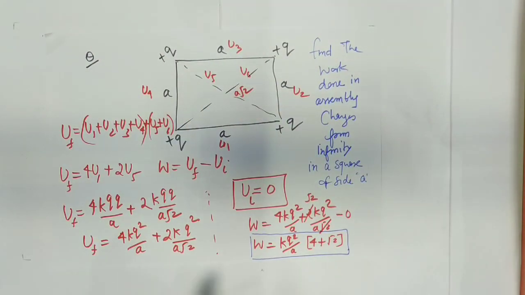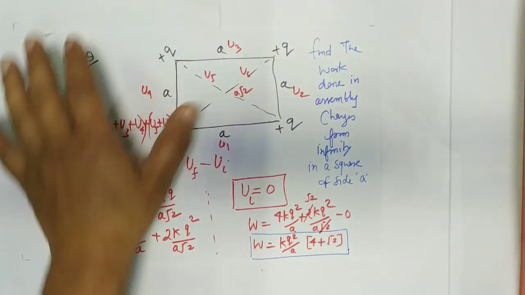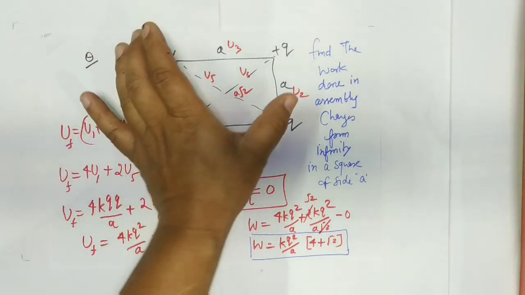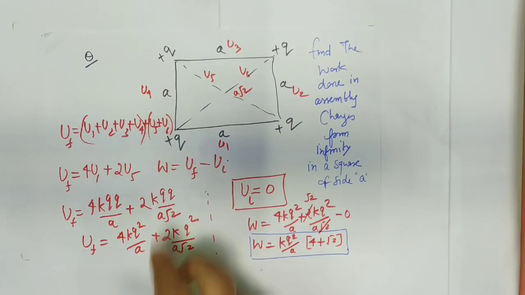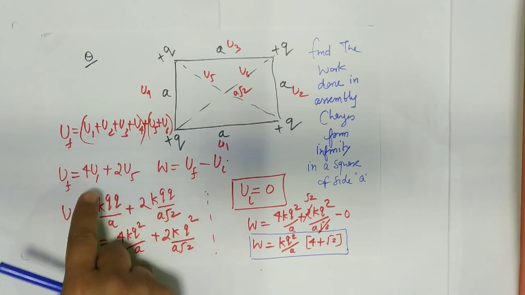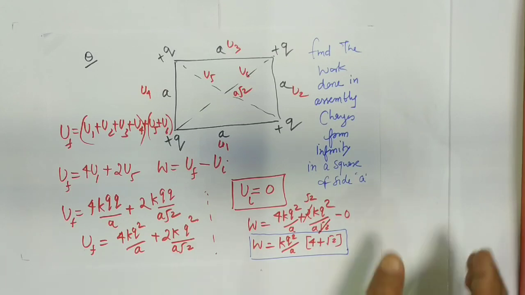So this is very simple. We have gone through gravitational potential energy, how you calculate it. All were at infinity, so initial is 0. Final will be at this: 4 will be along the sides and 2 will be across the diagonal, and all will be the same. The magnitude is 4 times this and 2 times this. So this is how we are going to define the electrostatic potential energy.